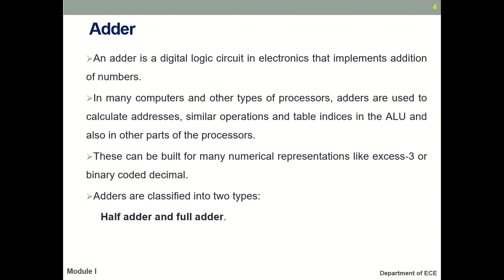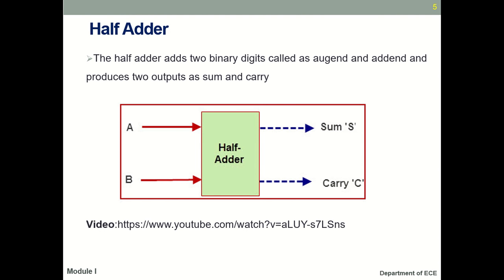A half adder is the addition of two 1-bit numbers. A is one 1-bit number and B is another 1-bit number. Addition of two 1-bit numbers without a carry bit is called a half adder. When you add two 1-bit numbers A and B, you get two outputs: one is the sum and the next one is the carry. The half adder adds two binary digits called the augend and addend. The first one, A, is called the augend and B is called the addend, and these produce the sum and carry.